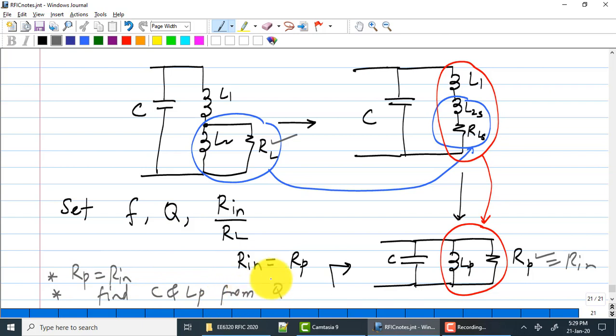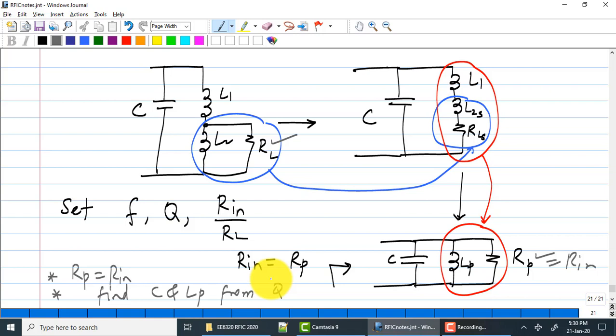Rp over omega naught LP at resonance is equal to Q. You can find out LP. Rp times omega naught C is equal to Q. You can find out the value of C. Agreed? So now we know all the parameters of the parallel network. We know C, we know LP, we know Rp, we know Q. Correct?